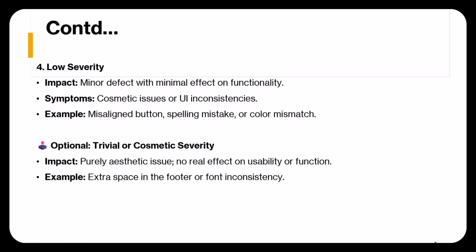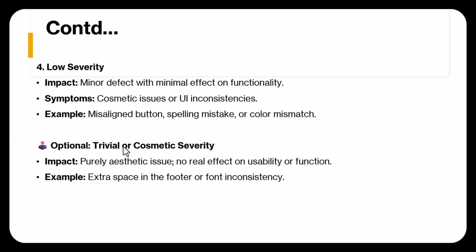Then low severity, which is considered minor severity. Bugs that are noticeable but don't significantly impact the system's functionality are known as low impact. Suppose a misaligned button, a spelling mistake or a color mismatch. These are all UI related issues, and for such a defect we can make it low severity. It should be fixed, as it looks bad to the user. But first we give it low severity, as the application is functioning properly.